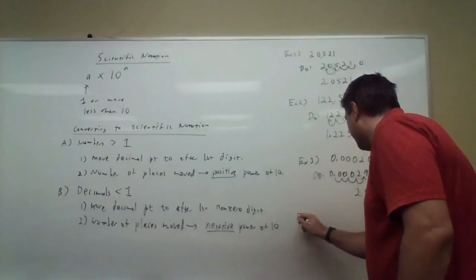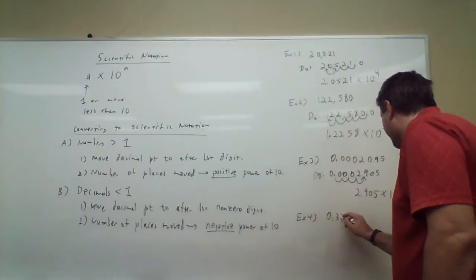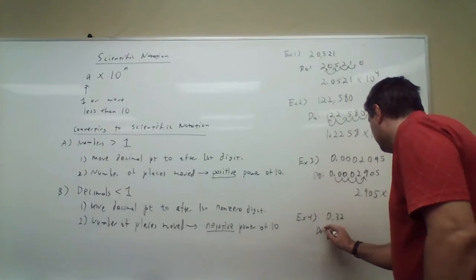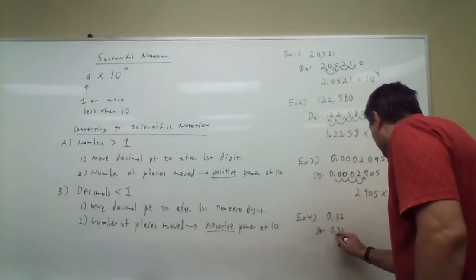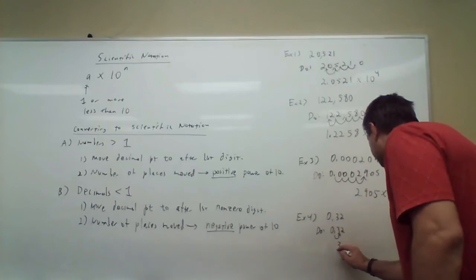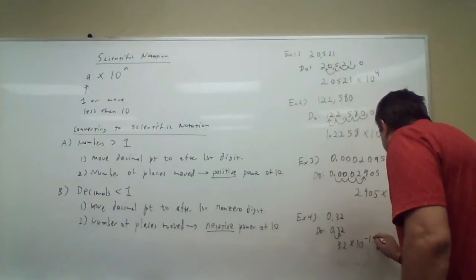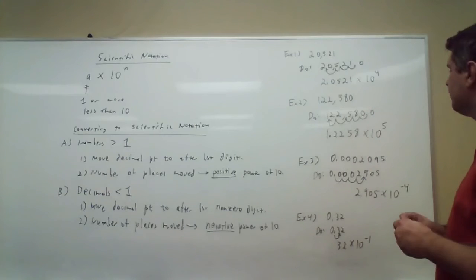Okay? Example 4. 0.32. We will move it to after the first non-zero decimal place. So that gives me 3.2 times 10. We moved it 1 place, so negative first power. Okay?